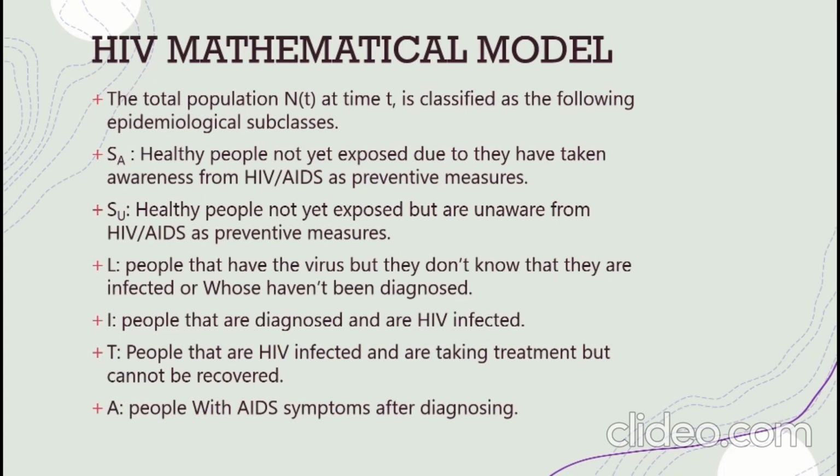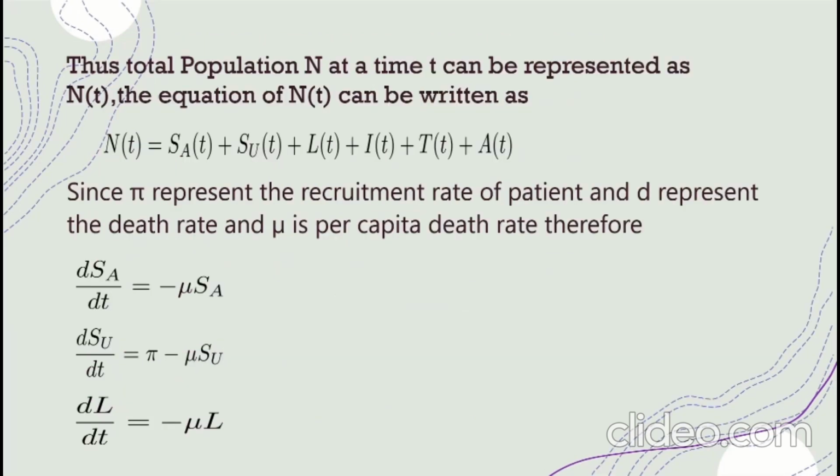The total number of population at any time t can be classified as the sum of the following things. SA: healthy people who have not been exposed to HIV but have awareness of it. SU represents healthy people not exposed but unaware of the preventive measures from HIV/AIDS. L represents people who have the virus but don't know they're infected, or who haven't been diagnosed. I represents people who are diagnosed and HIV infected. T represents people who are infected and taking treatment but cannot be recovered. A represents people with AIDS symptoms after diagnosis. The total population can be expressed as the sum of all these.